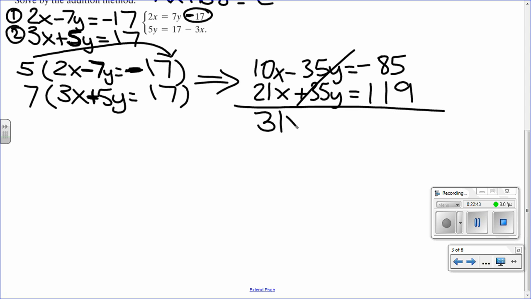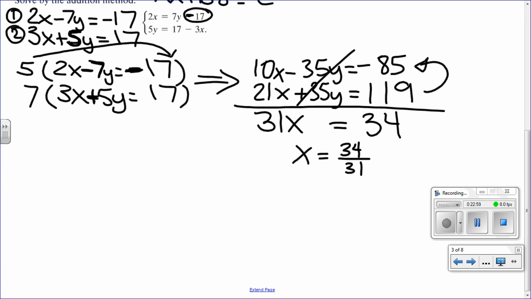So here we get 31x equals 34. Yes. Okay, so then x will be 34 over 31. That's right.